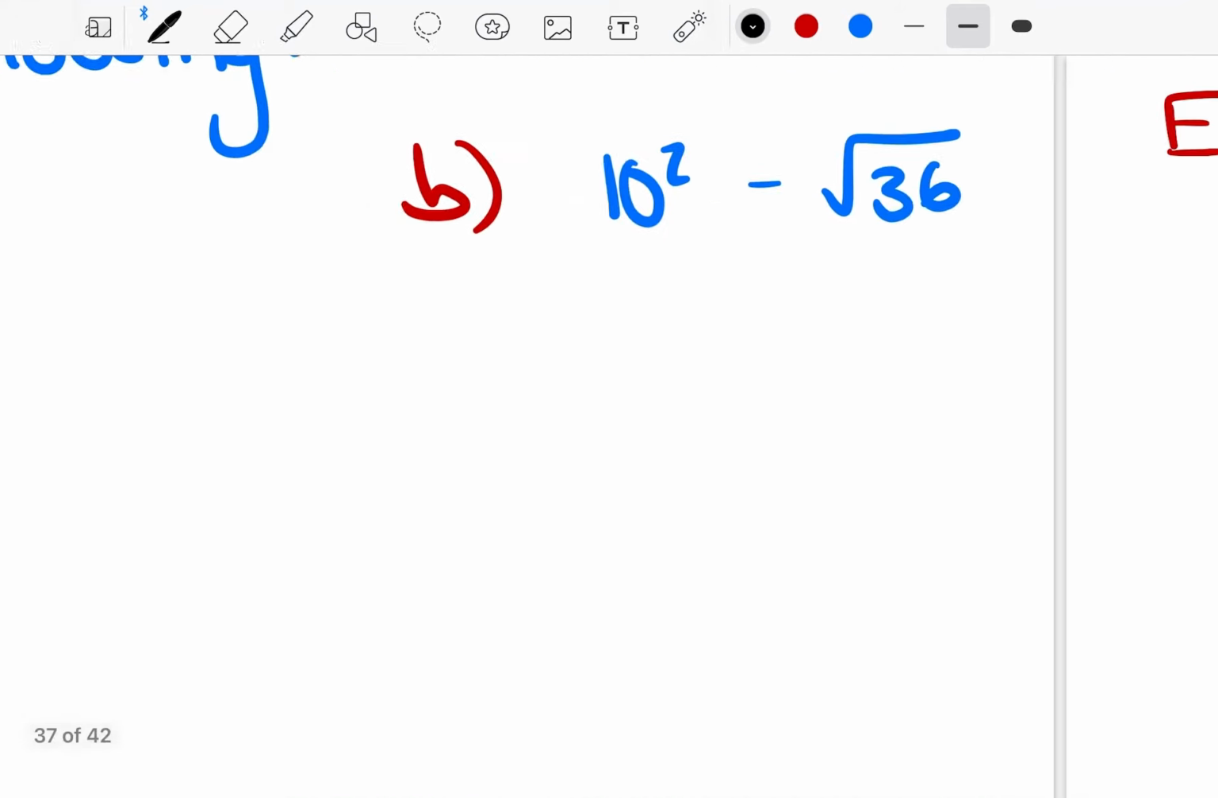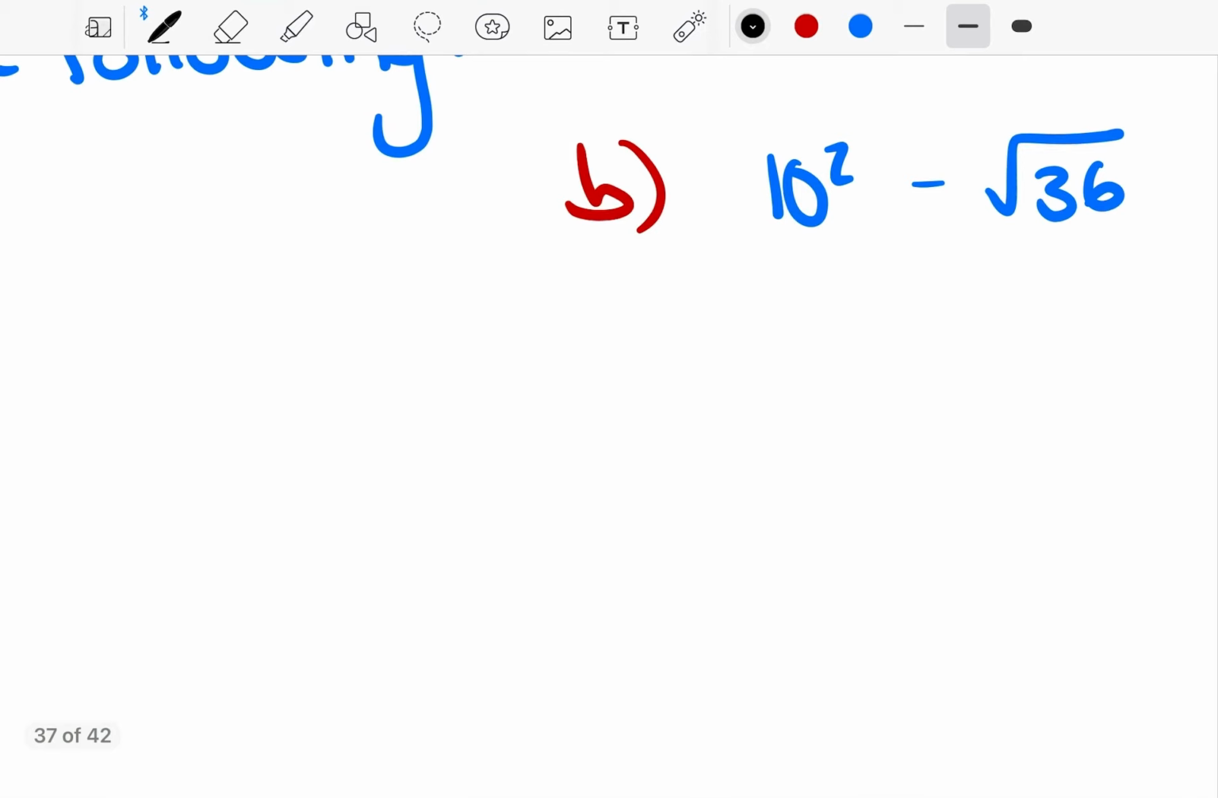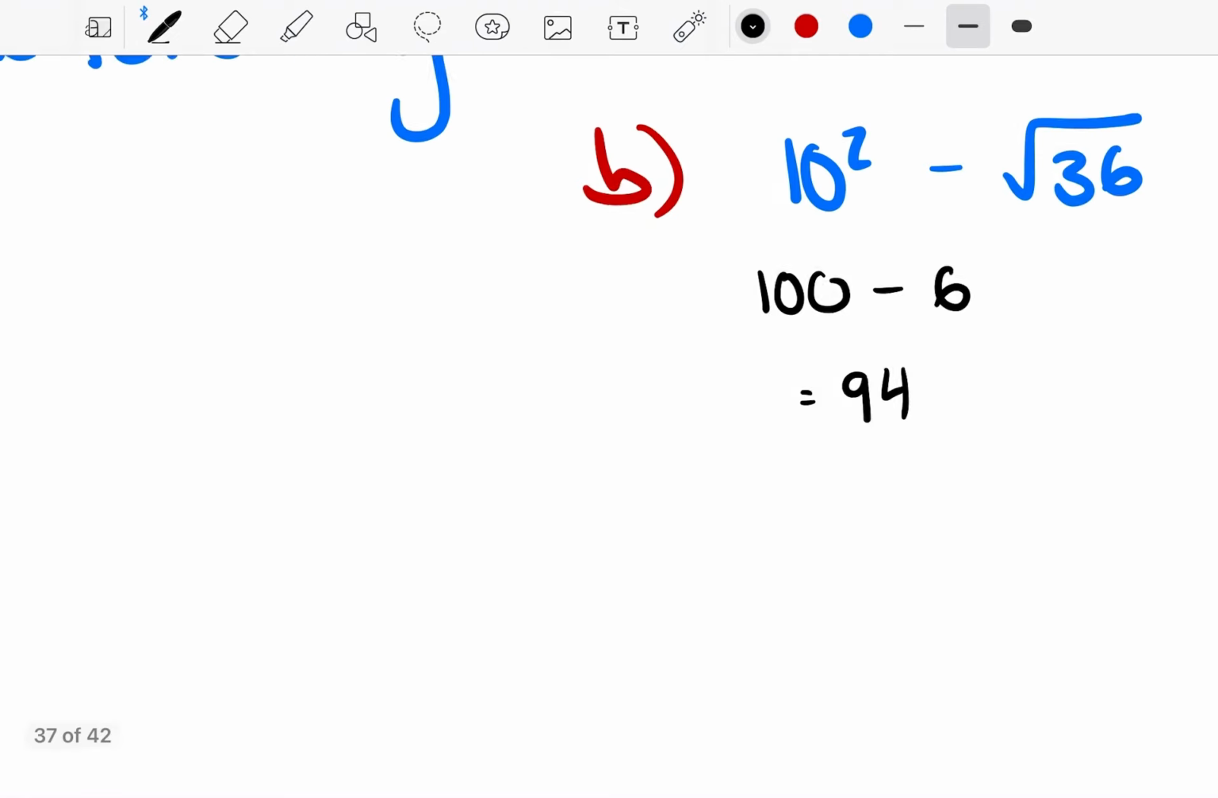So let's move over. We've got 10 squared take away square root of 36. So 10 squared is 100, and the square root of 36 is 6. So 100 take away 6 is going to give me 94. And that's done. All right, let's move on.